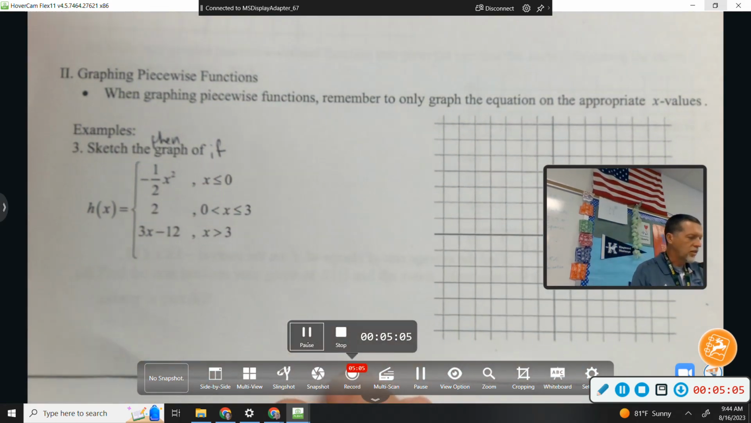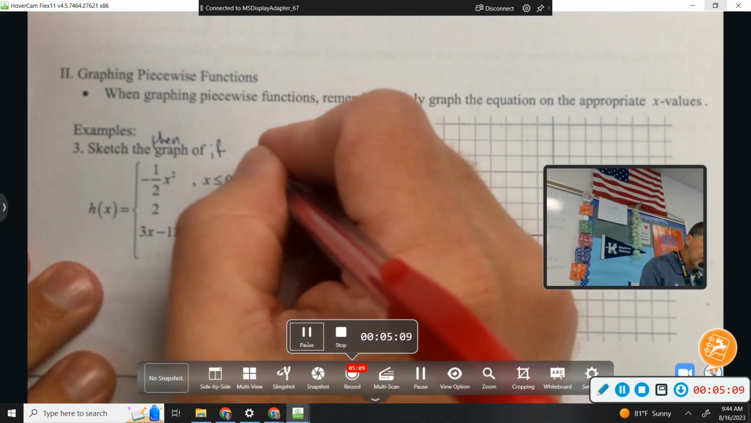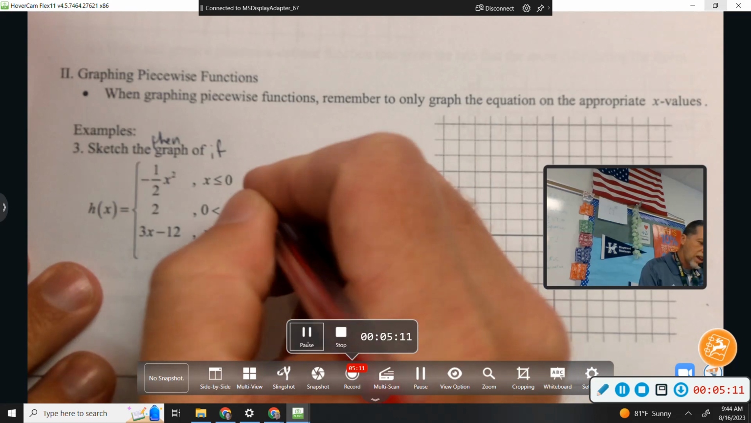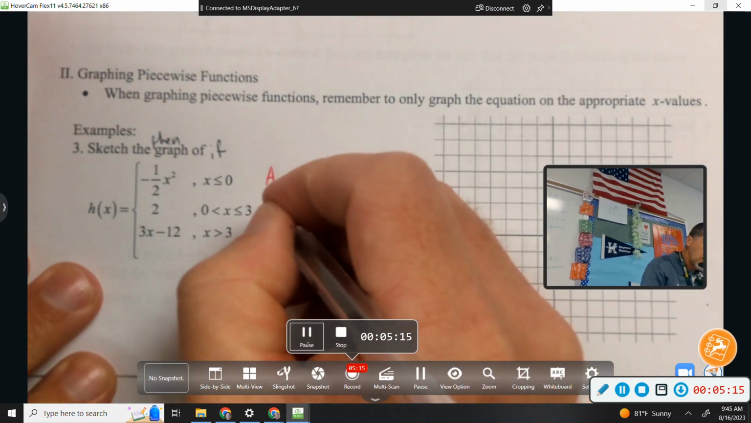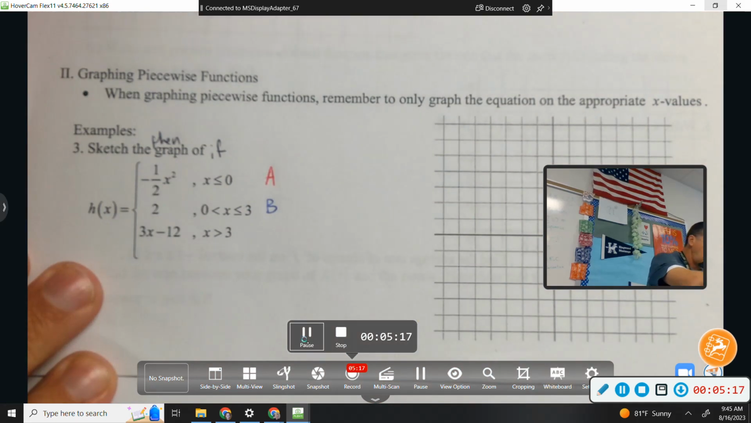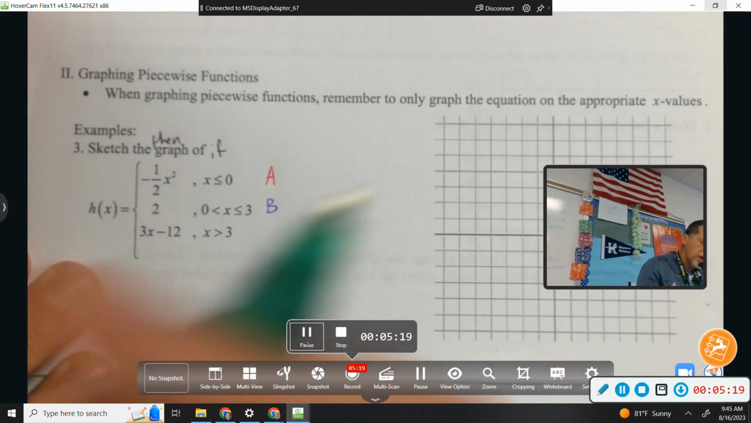And this is where it's fun because you can color code things. So I'm going to say this is part A, part B, and the green one, part C.